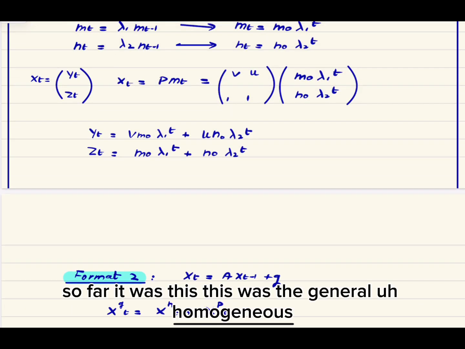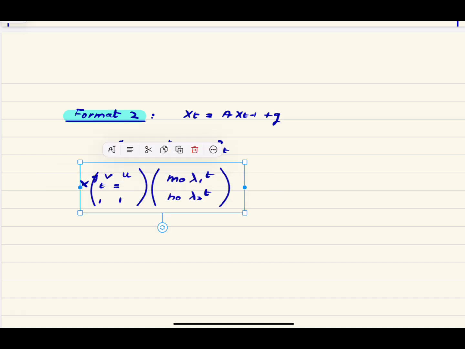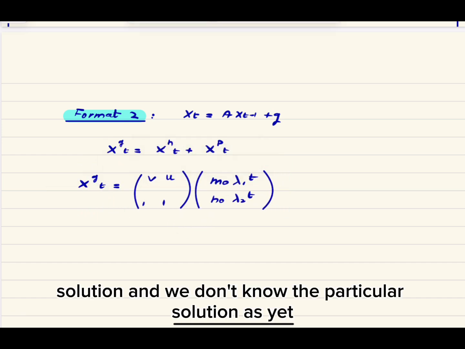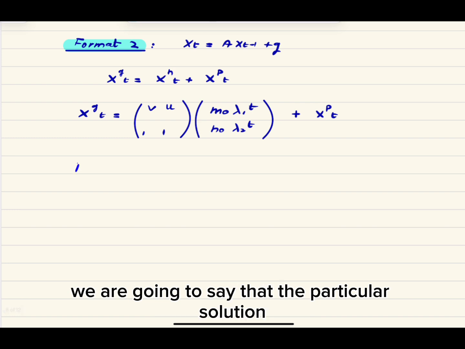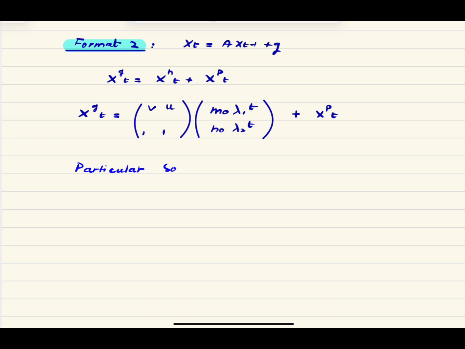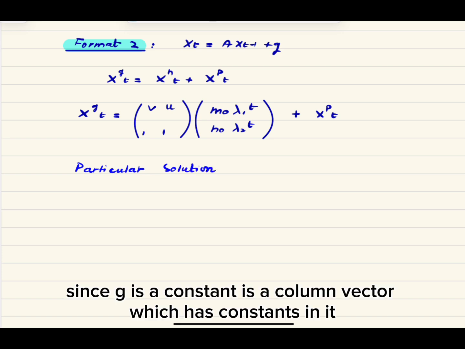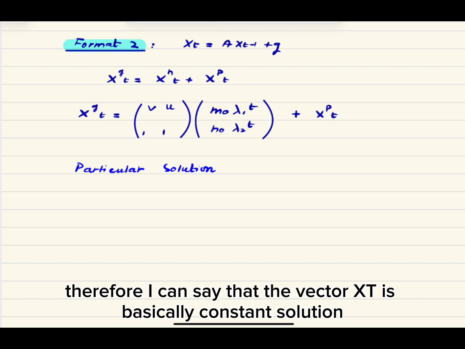so far this was the general homogeneous solution, and we don't know the particular solution as yet, so we just need to find the particular solution. As before, we are going to say that the particular solution, since g is a constant column vector which has constants in it, is a constant vector, so x_t is basically a constant solution.